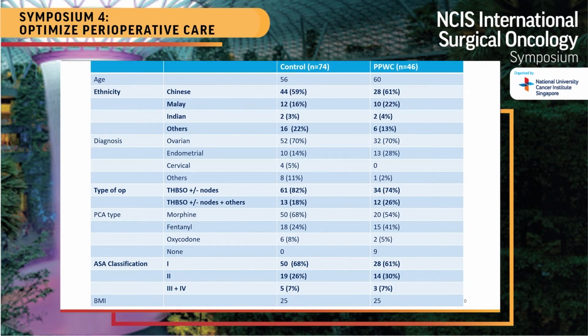The data collected included patient demographics, for example, the age, ethnicity, diagnosis, type of surgery, the type of PCA they got, ASA classification, and BMI. The 2 groups are largely similar, but in the later analysis, I'll show you that any differences between these 2 groups were accounted for using the linear mixed effect model.